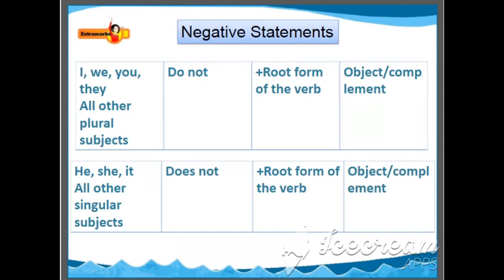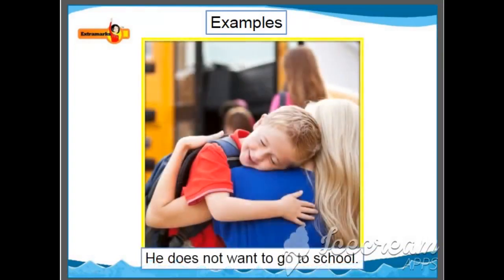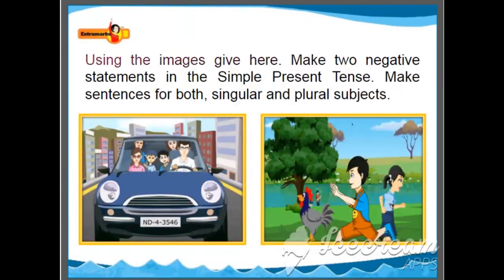Here are two examples. They do not want to throw the bouquets. He does not want to go to school. Using the images given here, make two negative statements in the simple present tense. Make sentences for both singular and plural subjects.